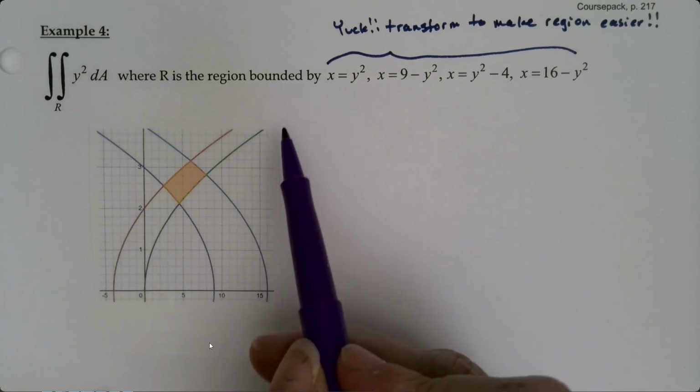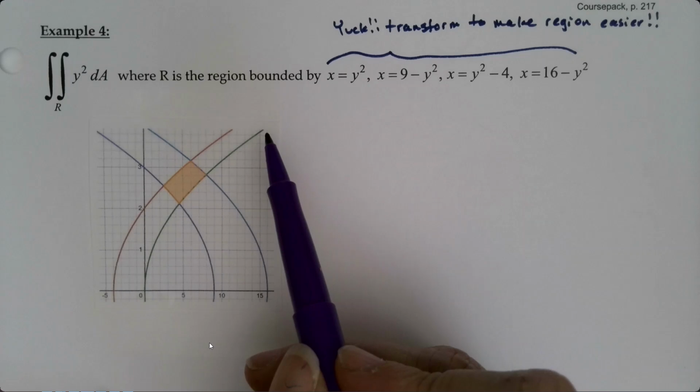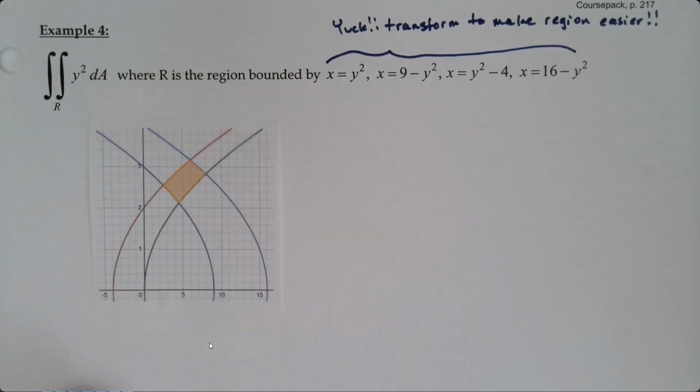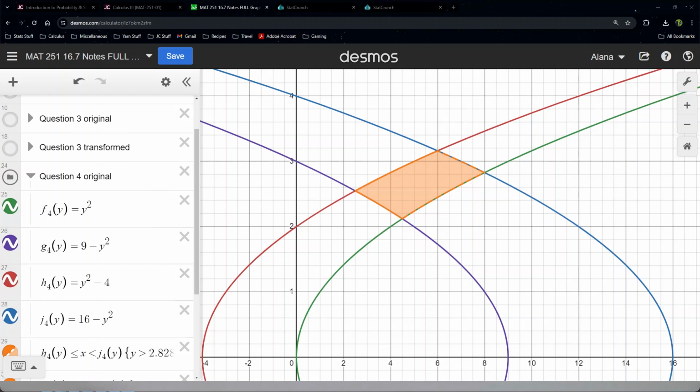All right, so let's look at the equations that we have here. We have x equals y squared, and we have x equals y squared minus 4, which I thought I'll go back to the Desmos so you guys can see. So x equals y squared is this green one right here, and x equals y squared minus 4 is this red one right here. And then 9 minus y squared is this one, and 16 minus y squared is that one. So you can see the 4 different colors there. All right, so that'll help us with our labeling.